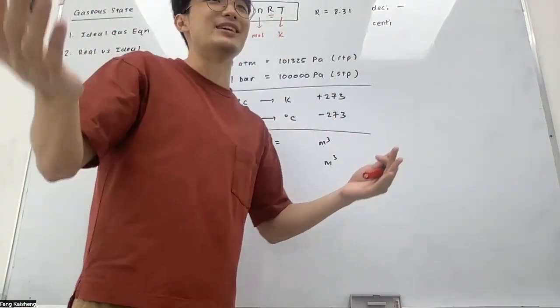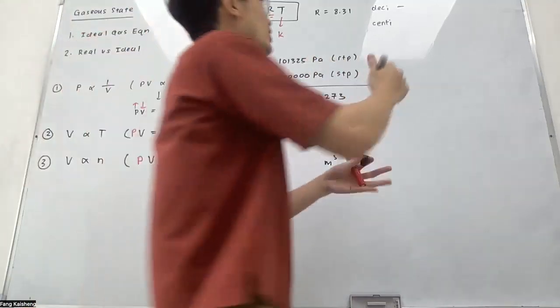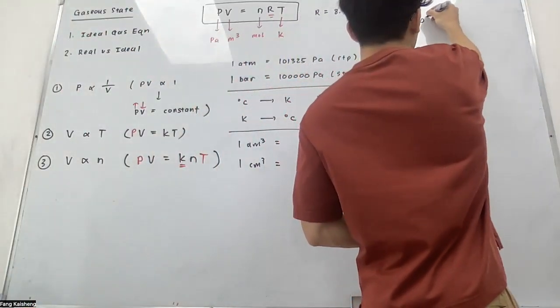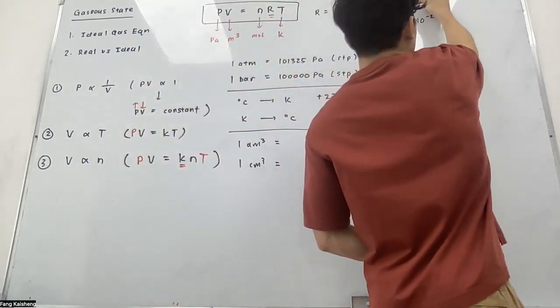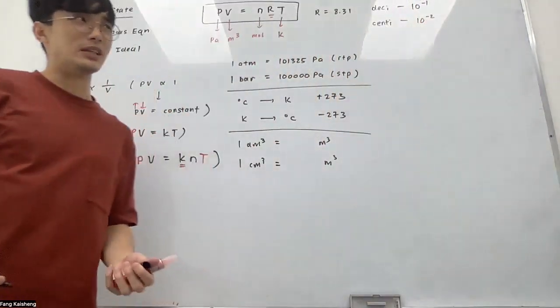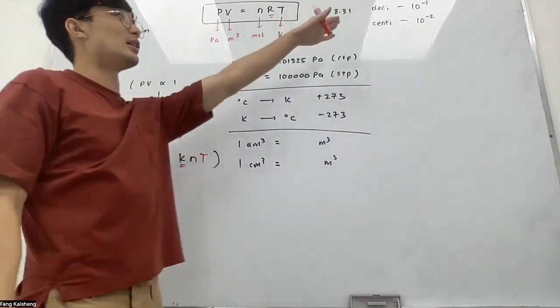1 meter is how many cm? 100, right? Okay, so centi is just in the power of 10 to the minus 2. Make sense? Then deci is just minus 1, in case you didn't know. 1 decimeter. I know we never use that in real life.